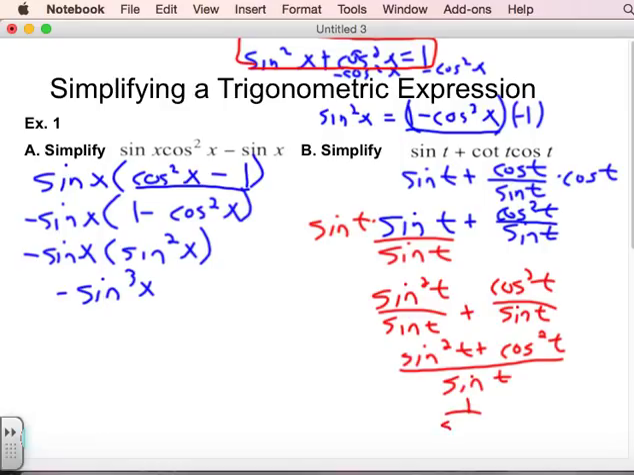So that's 1 over sine t, and we know that 1 over sine t is cosecant of t. All right, so all of that simplifies down to just be cosecant.